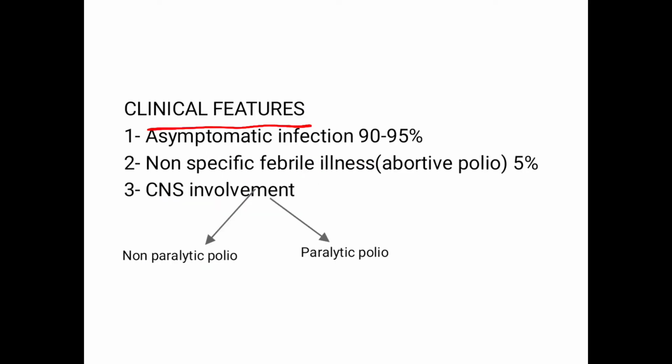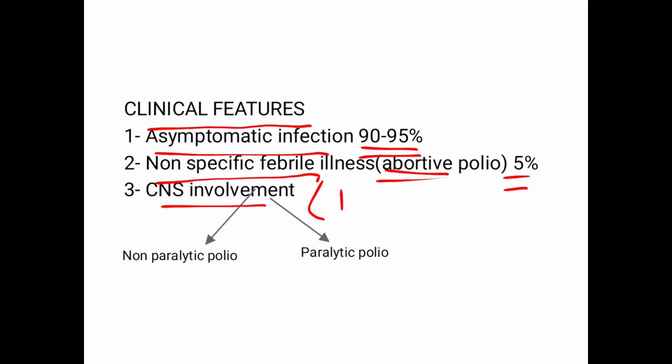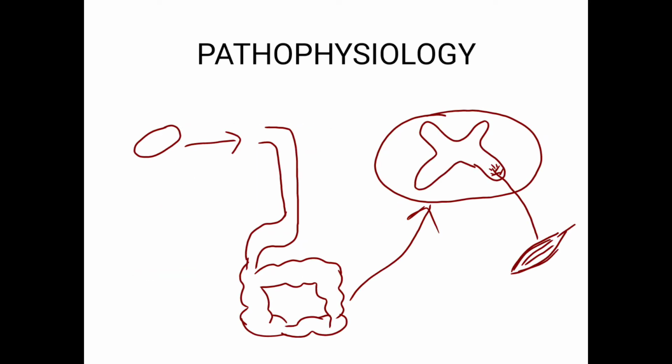Clinical features. Majority of them, about 90 to 95% of patients, will have asymptomatic infections. They will have the infection in their body, but they will be presenting with no signs and symptoms of poliomyelitis. About 5% of patients will be having non-specific febrile illness, which is also known as abortive polio. And approximately 1 to 5% of patients will be having CNS involvement. And that CNS involvement can manifest either in the form of paralytic polio or non-paralytic polio.